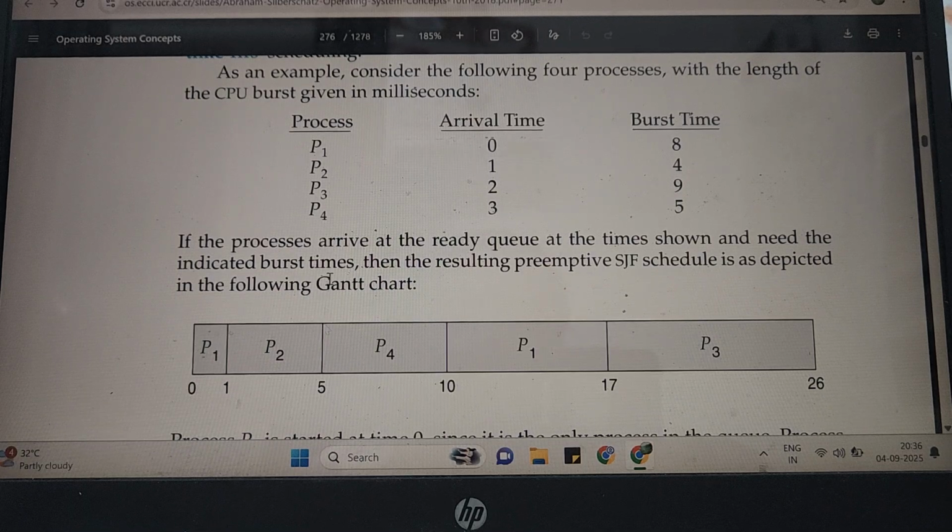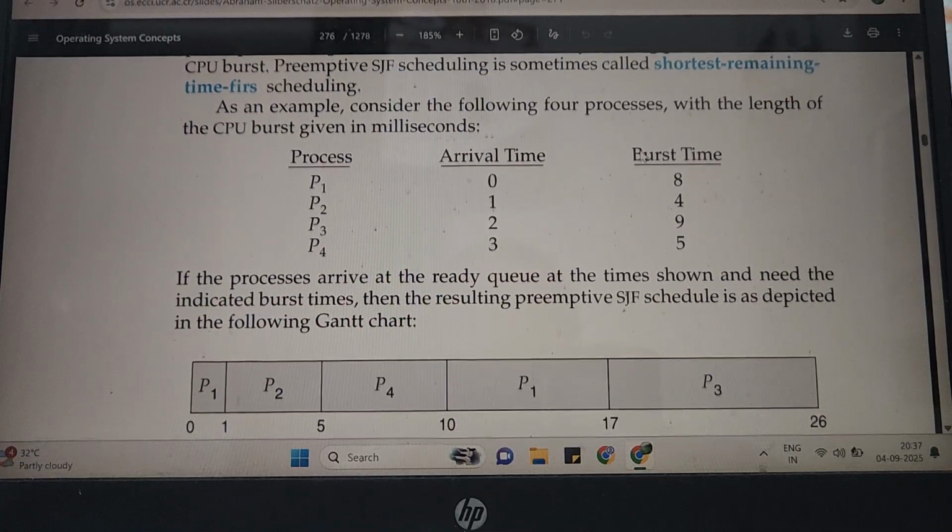And at time instance 5, P2 has been completed and all of these have come in. Now again at time instance 5, I check. P1 needs 7 units, P3 needs 9 units, P4 needs 5 units. Now P4 is the smallest, so I will take P4 for one instance of time. At time instance 6, again I check. There are no new arrivals anymore, which means I have all my data. So once all the processes have arrived, it becomes pretty much the same as shortest job first.